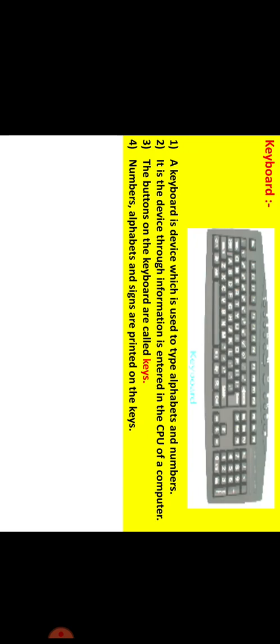Second, keyboard helps to enter our information into the computer. Means we can put our information. Which information? Name and address, mobile number, picture. This information we can put into the computer with the help of keyboard. The buttons on the keyboard are called keys. The small button is called a key. Very good. Numbers, alphabets and signs are printed on the keys. This is about the keyboard.